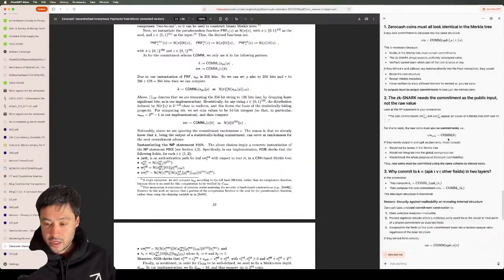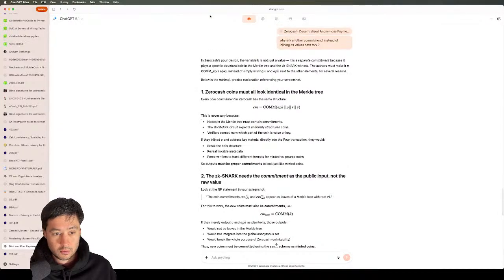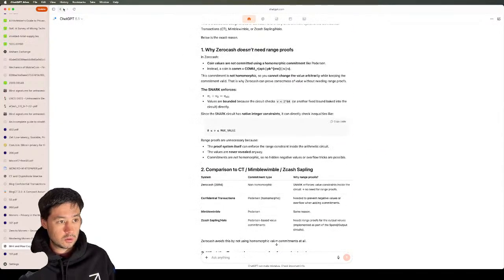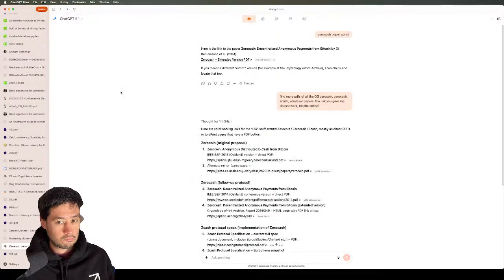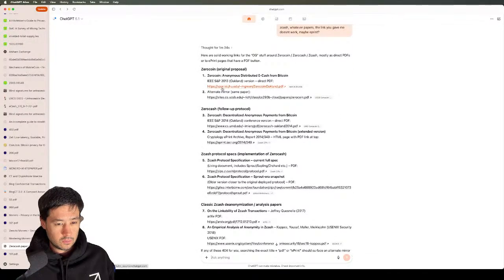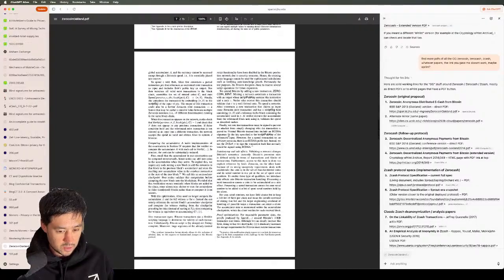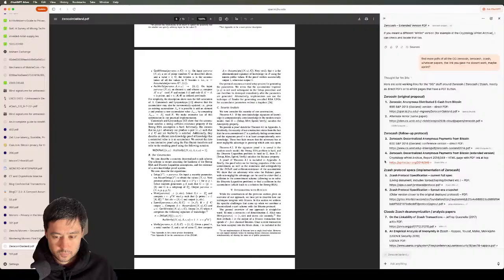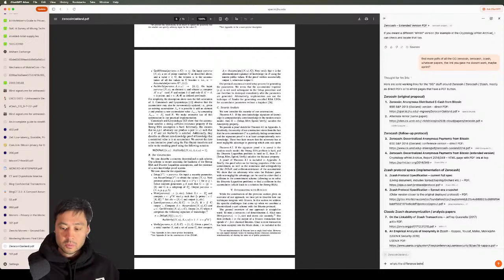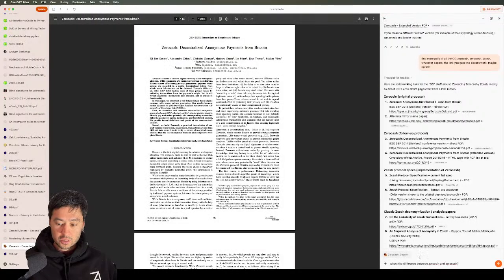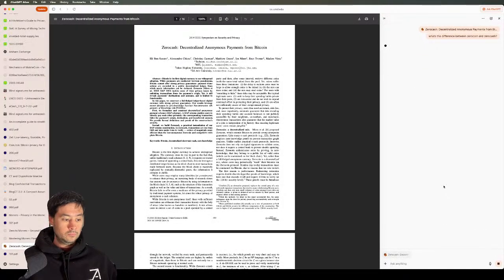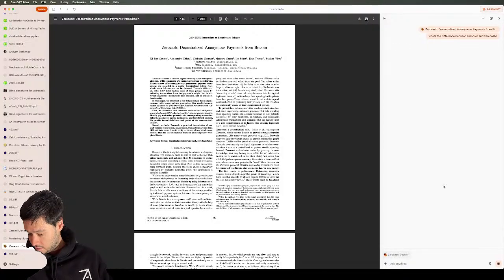Is there more of the Zerocash paper? Oh my god, what did I just do? I'm guessing that's going to be the same stuff. I don't know the Zerocoin, Zerocash difference. What's the difference between Zerocoin and Zerocash? Maybe that paper will be better at showcasing this. All right, let's look at Zether next.